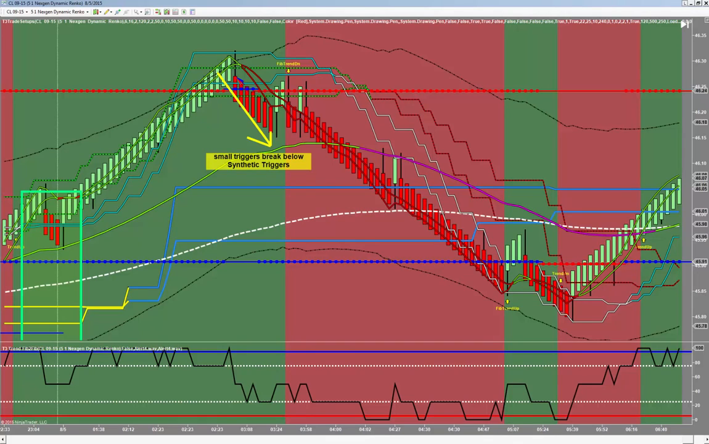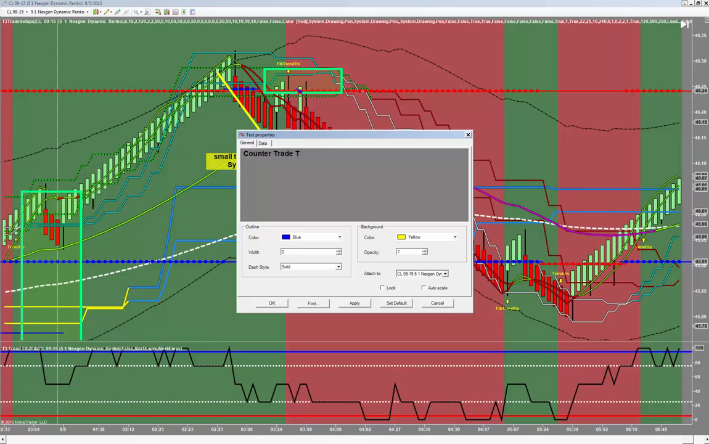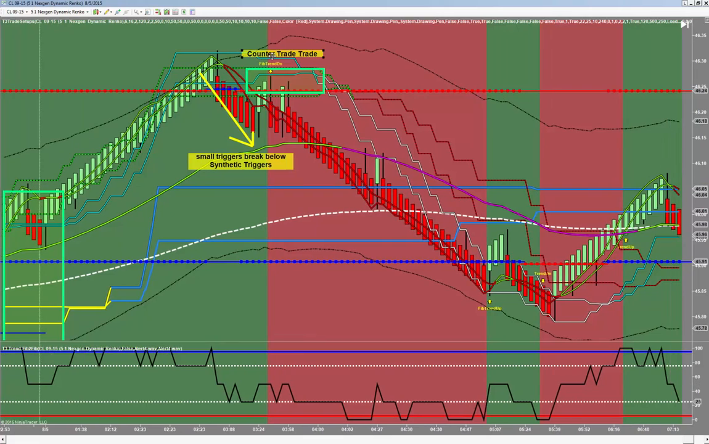All right, so having the small triggers break below the synthetic triggers means what? We can sell Fibonacci resistance. This is going to be our counter trend trade. What I'm trying to do is add an ultimate level of simplicity to reading the Fibonacci areas, reading the mid bands, and being able to feel comfortable with whether you should be going long or short.